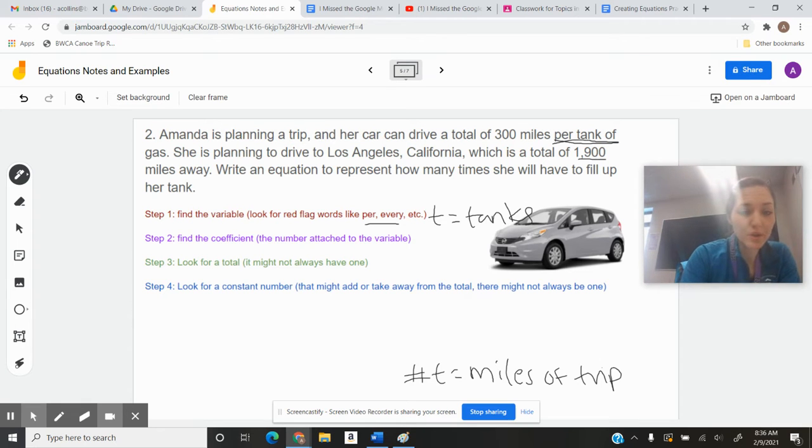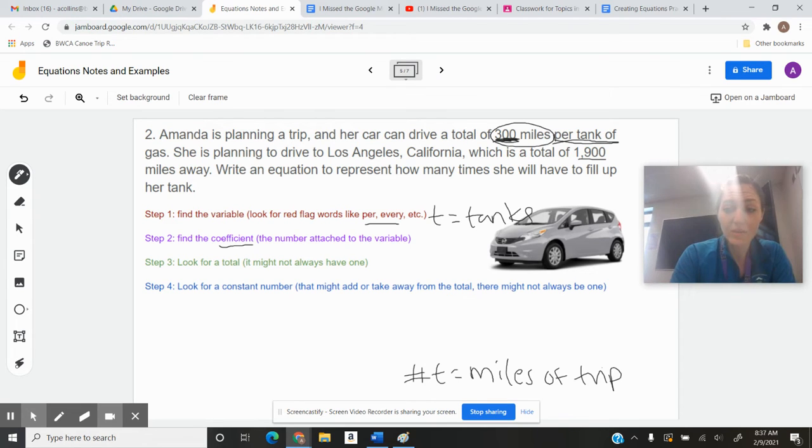All right, now my coefficient is the number attached to the variable. In this case, it's this 300 miles. I can change how many tanks of gas I put into my car. I could put 1 tank of gas, I could put 5 tanks of gas. I can't change the fact that I can drive a total of 300 miles on a tank of gas. So that's going to be my coefficient.